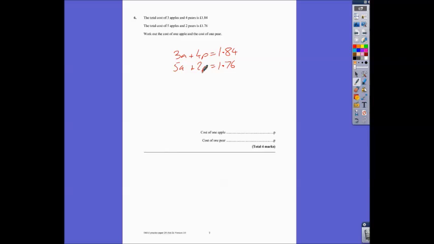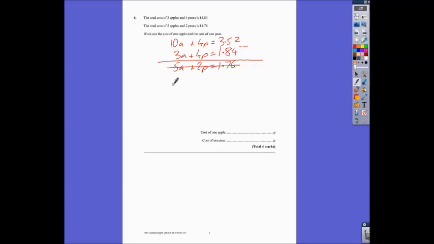We'll notice that we've got 2 pears in this one and 4 in this one. So if I double this, I'm going to write it above. We get 10 apples plus 4 pears is equal to, and £1.76 doubled is £3.52. Now, if we take those 2 away from each other, we'll get rid of the pears.